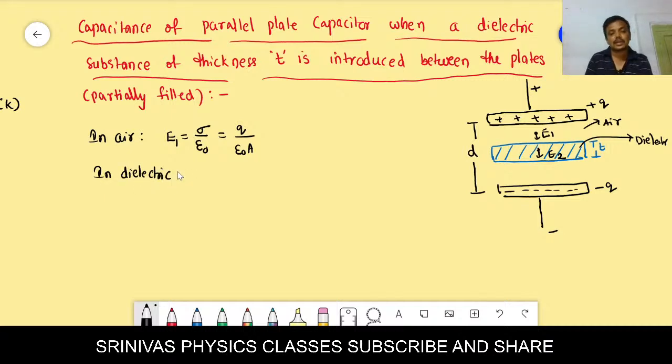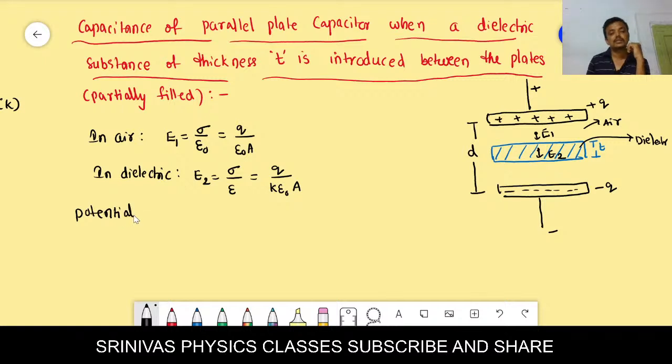In the dielectric, the electric field is E2. In the dielectric, instead of epsilon naught we have to take epsilon. The electric field formula is sigma by 2 epsilon naught plus sigma by 2 epsilon naught. Instead of epsilon naught here we take epsilon, and sigma we write as q by a. E1 we got as q by epsilon naught a. E2 we write with epsilon as k epsilon naught, and sigma as q by a. This is the difference.